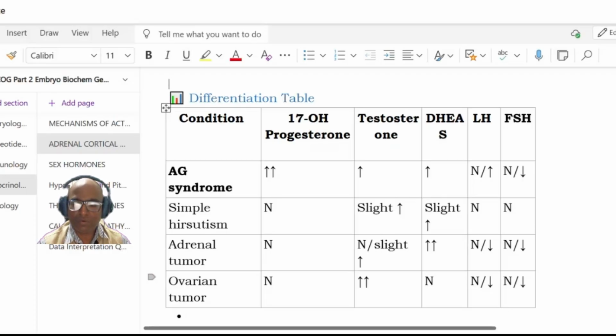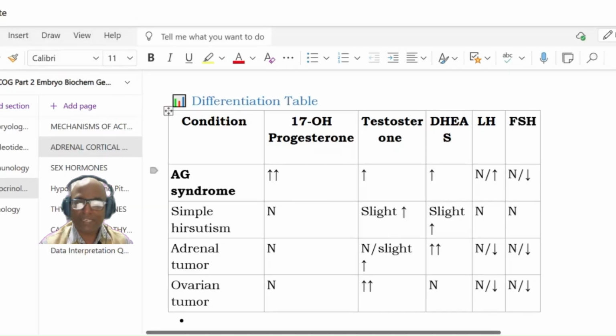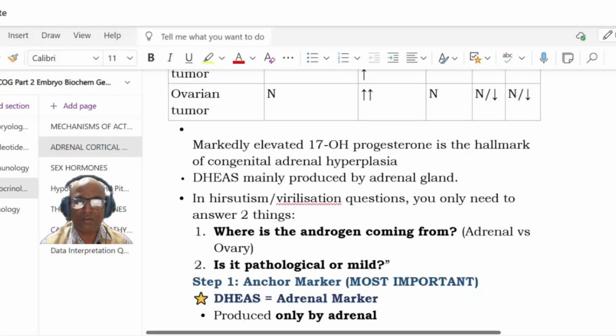So look at what is increased. If 17 hydroxyprogesterone is increased, we are dealing with adrenogenital syndrome. If it is an adrenal tumor, DHEA levels will be high. If it is an ovarian tumor, you will have increased testosterone. And for simple hirsutism, only testosterone has a mild increase, DHEAS a mild increase, and the rest of the hormones are normal. I hope you have understood this because generally the questions are asked on this.